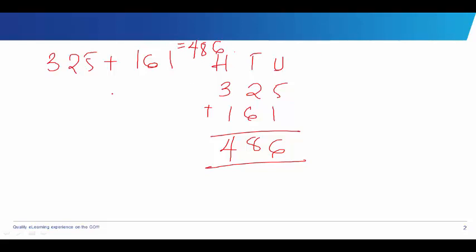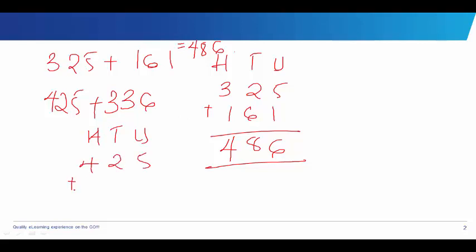Let's take another example. 425 plus 336. So we put our hundreds, tens, and units. 425 plus 336. 5 plus 6 will give us 11. We'll take the 1, put it here. 1 plus 2 is 3. 3 plus 3 will give us what? 6. 4 plus 3 will give us 7. So the answer to this question is 761.